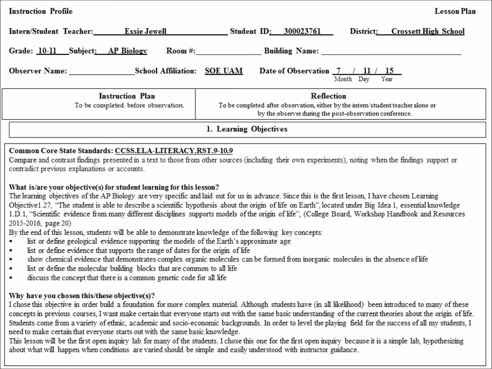CCSS.ELA-Literacy.RST.9-10.9, which is compare and contrast findings presented in a text to those from other sources, including their own experiments, noting when the findings support or contradict previous explanations or accounts.